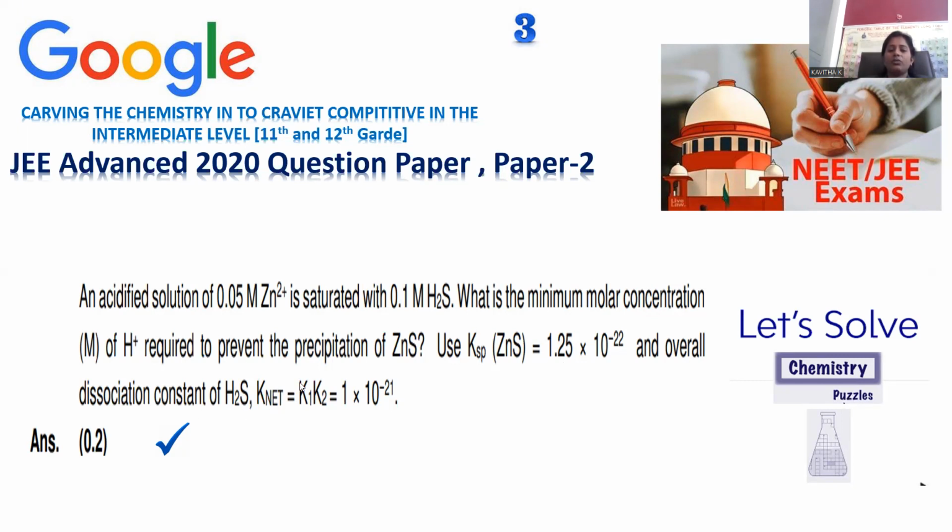K net, is equal to the product of K1 and K2. Product means multiplication. The product of K1 and K2 is called K net. That value is 1 × 10^-21. If this is the data given, we need to go for the calculation. What is the minimum molar concentration to be calculated to prevent precipitation of zinc sulfide?